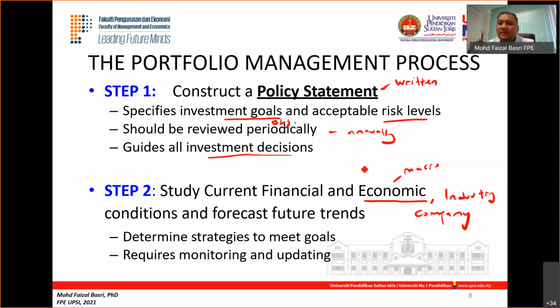So, this is where we need to study, we need to analyze. That's why I said step number two is basically analysis. We have to analyze conditions and also possibly forecast the future trends. And when we have this analysis, it will determine which strategies will be suitable. At the end of the day, whatever strategies you choose is basically to ensure this objective will be achieved. Similarly, you need to monitor and update if necessary.